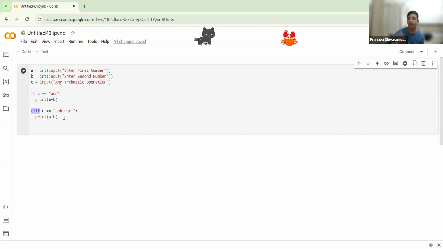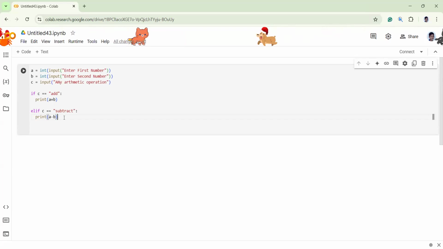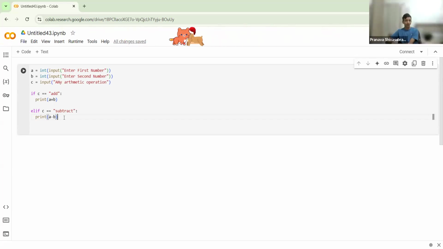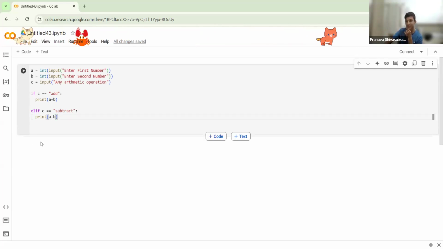Now, if Bharat doesn't like Chinese, then I will ask him, do you like English? Bharat, do you like English? Yeah. Then it will go for the second condition. If this condition is satisfied, then it will print that Bharat likes English.